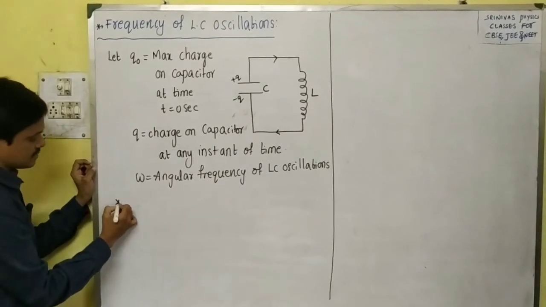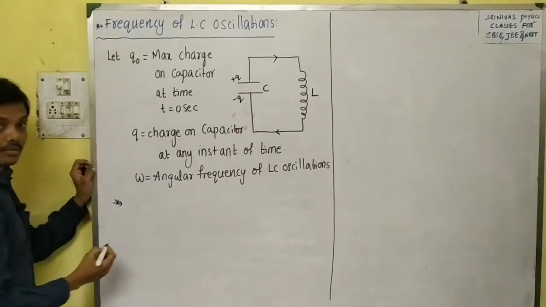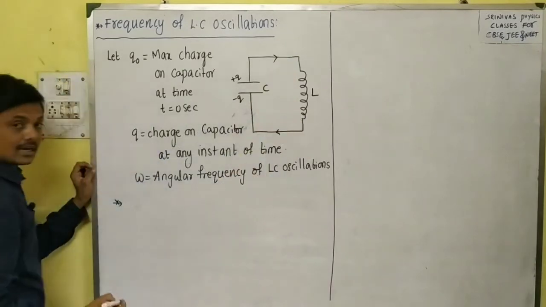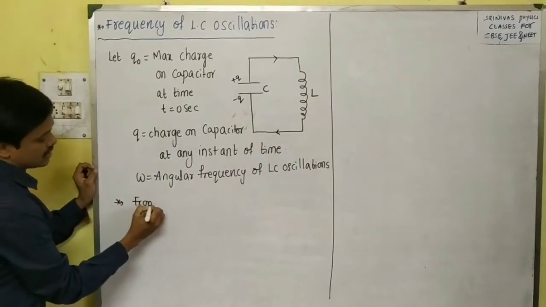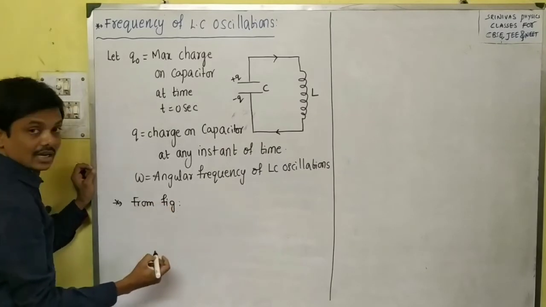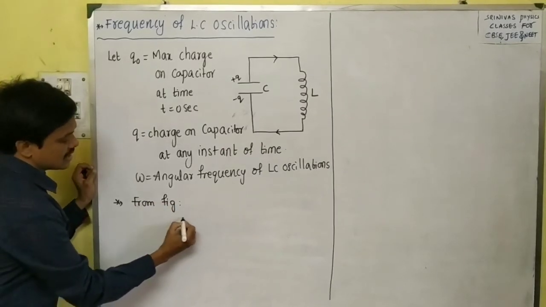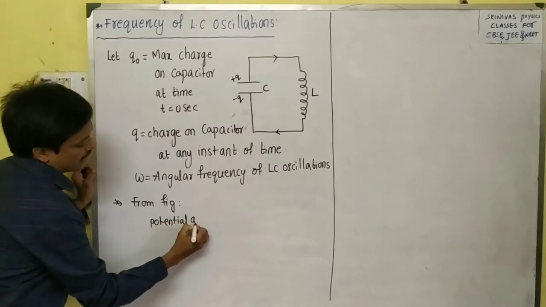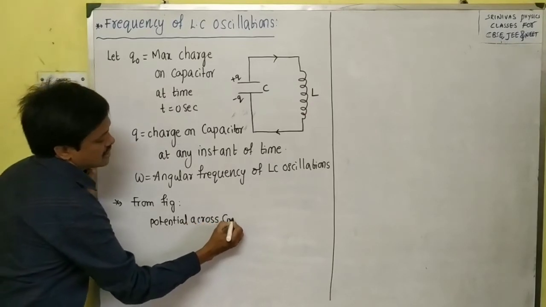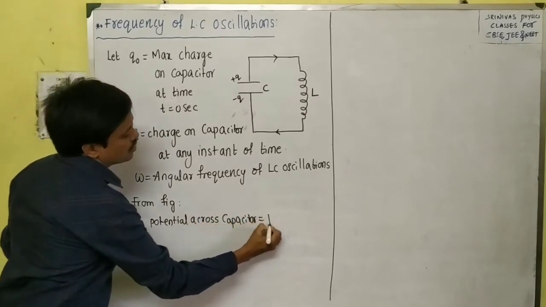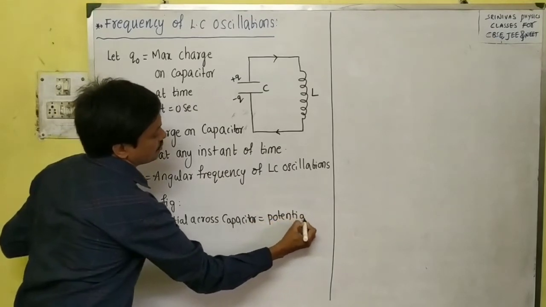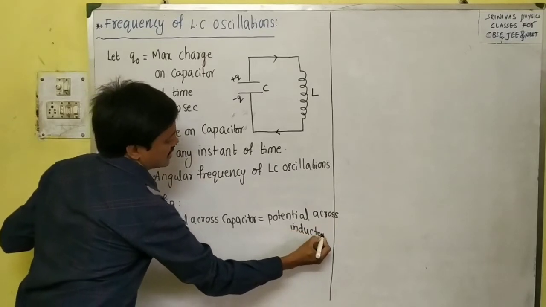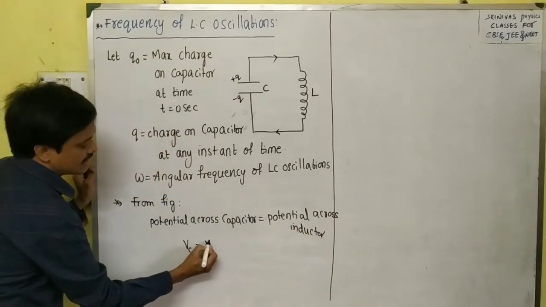Let us see here. These two are in parallel combination, capacitor and inductor. Then we can say that the potential across the capacitance is equal to the potential across the inductor. We can write from the figure: potential across capacitor is equal to potential across inductor. Potential across capacitance is VC, and potential across inductor we can take as VL.